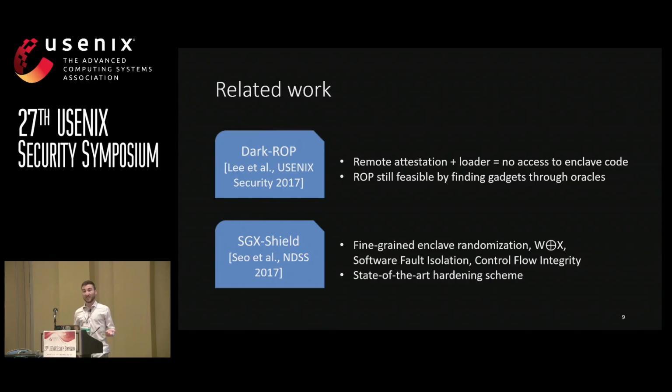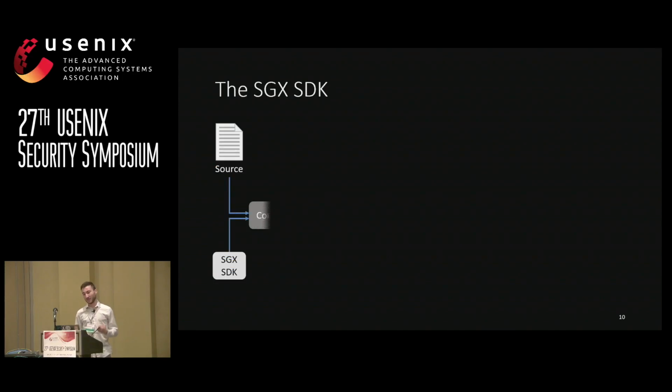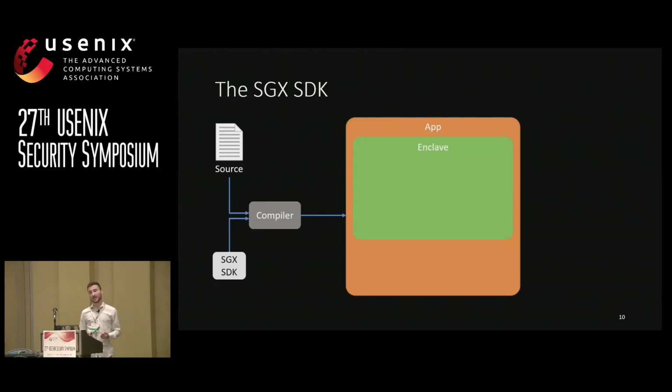So even if the attacker has access to the binary, it doesn't know the addresses of the gadgets. It also employs a bunch of other mitigations such as WX, control flow integrity. The other piece of background that I need to explain our attack is the SGX SDK, because our attack is an attack on the SDK.